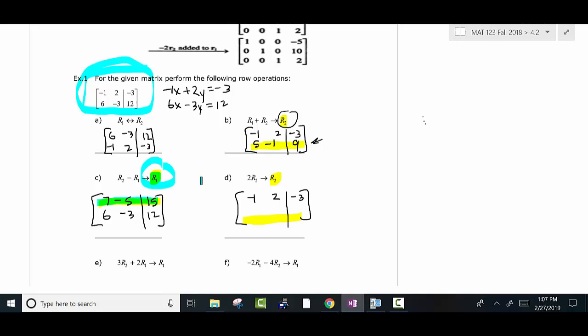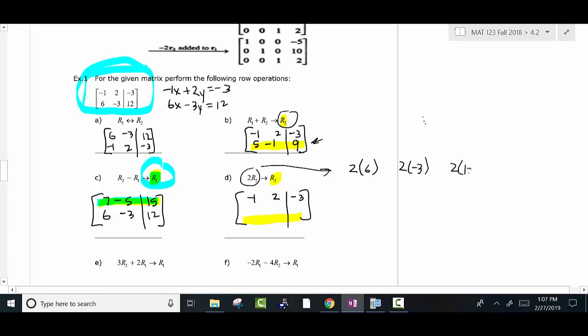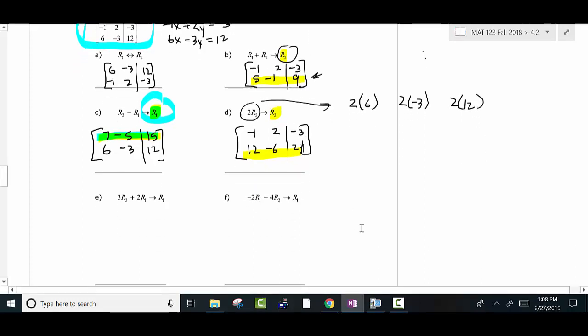Just kind of learning the terminology of what it means is the idea. Okay. Now, what I'm going to do is I'm going to double row 2. You can do that in your head. You're doing 2 times 6, 2 times -3, and then 2 times 12 like that. Okay, well, you're going to get 12, -6, 24. So row 1 stayed the same, and then I doubled row 2, and then I replaced it in the original row 2. Okay, does that make sense? Okay, it's part of just learning the concept of what the language is saying to do here.